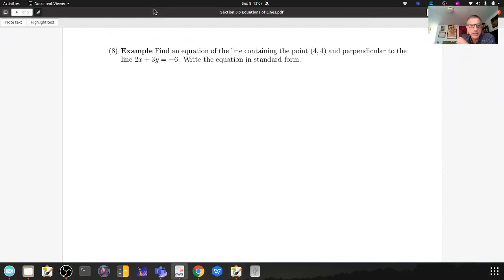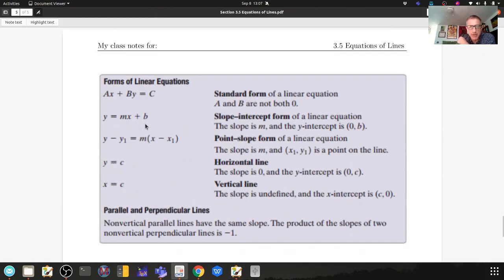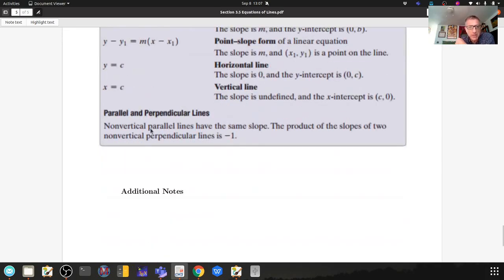And I just wanted to show you that's the end of all of our problems. If you download the class notes, it's also in your textbook. These are literally copied and pasted from the textbook. I have forms of linear equations and some information about perpendicular and parallel lines.